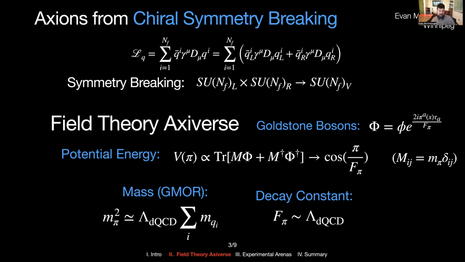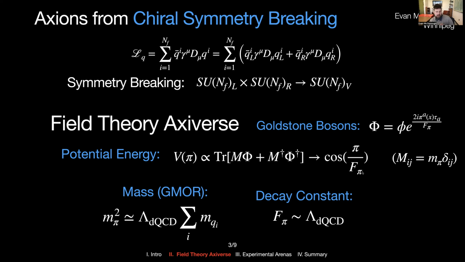You can work out what is the potential energy of these Goldstone bosons if I put in some mass matrix for the quarks. And if I have degenerate quark masses, I actually indeed end up with the cosine potential for the pions. So there's a very strong resemblance here between pions from chiral symmetry breaking and axions as we know and love. QCD also gives us a prediction for the mass of these fields.